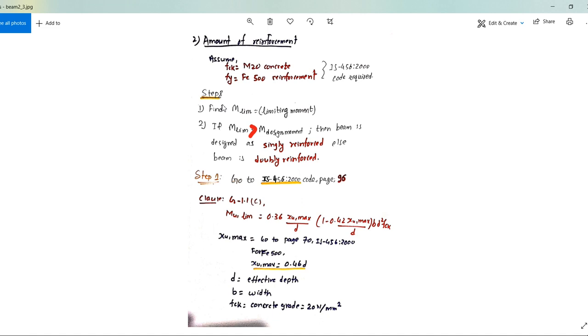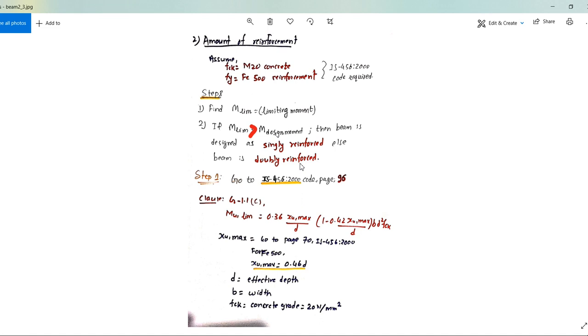These are the two steps we need to follow. First, we have to find the limiting moment, that is M limiting. Second, if M limiting is greater than the design moment that we assumed as 50 kilonewton meter, then the beam will be designed as singly reinforced. If M limiting is lesser than the design moment, then the beam will be designed as a doubly reinforced beam.